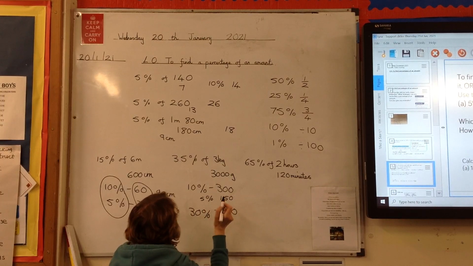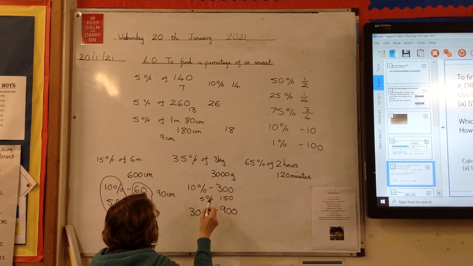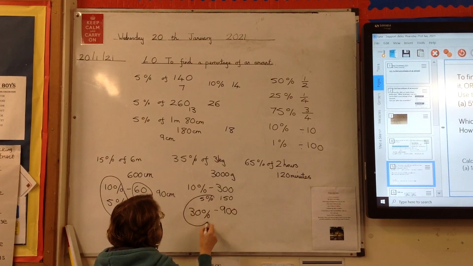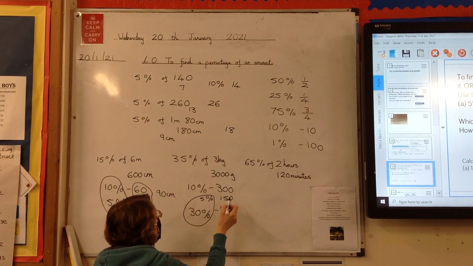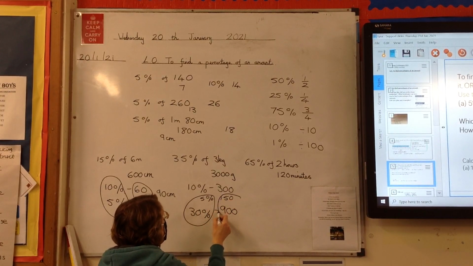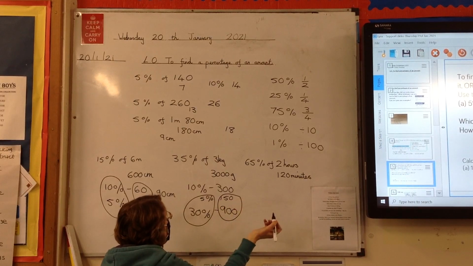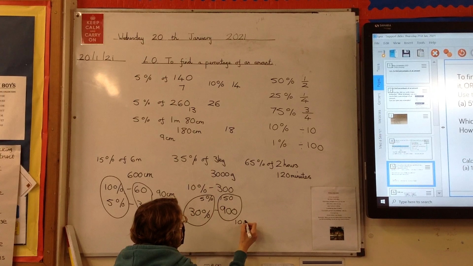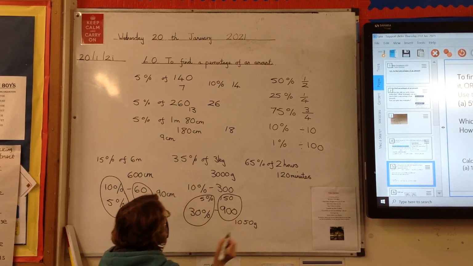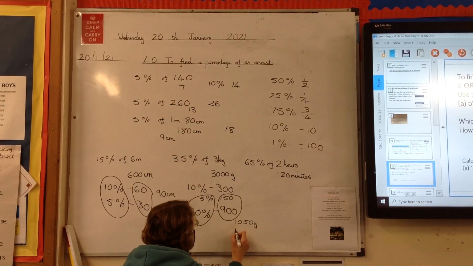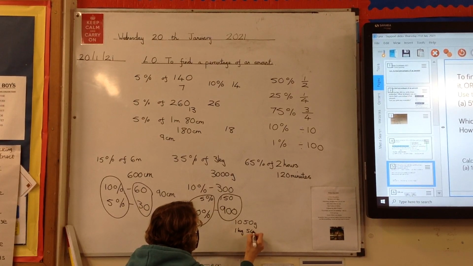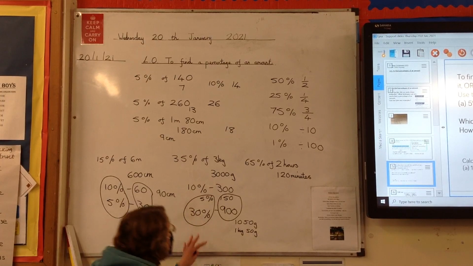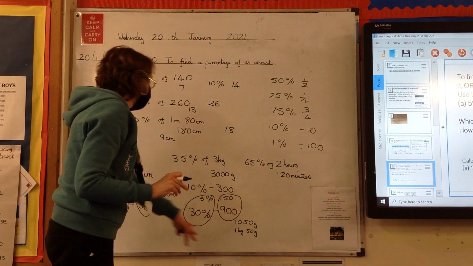So I'm going to need to add together the 5% and the 30% to make 35%. So that's 150 plus 900, which will be 1,050, which you could leave in grams, or you could convert it to 1 kilogram and 50 grams. Doesn't matter which. Both the same answer.